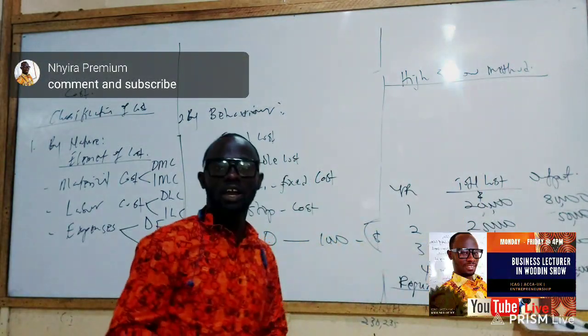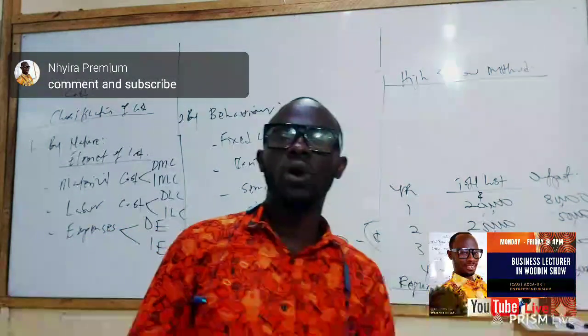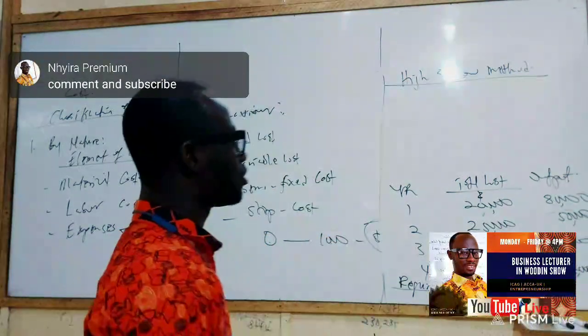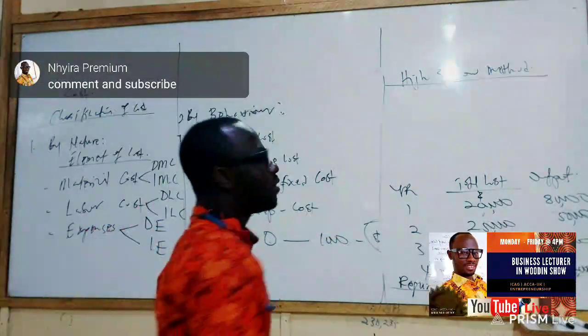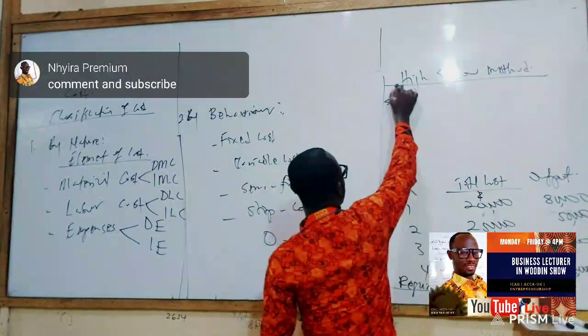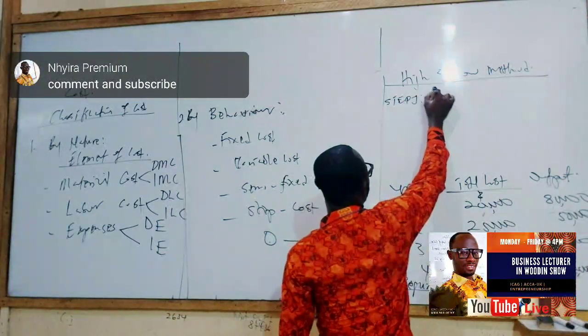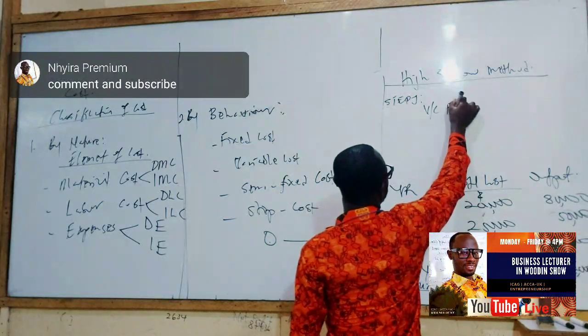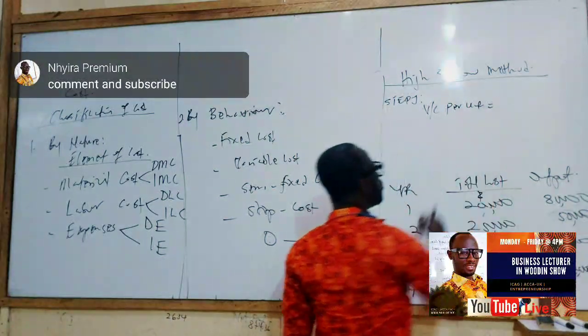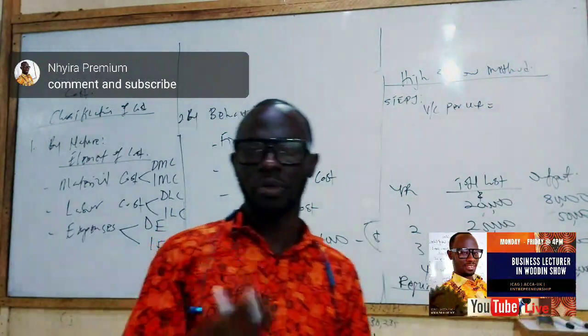The high and low method. Now, what is the high and low method about? The high and low method simply states that, step 1, we calculate the variable cost per unit.